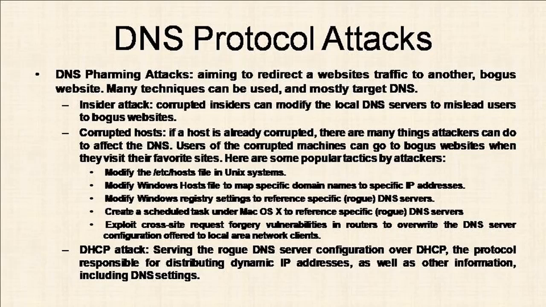Basically, this corrupted host and such can be identified via misuse detection in intrusion detection systems. In the case of farming attacks, reverse DNS and unrelated data, event-based or signature-based detections can be done. DHCP attack: serving a rogue DNS server configuration over DHCP, the protocol responsible for distributing dynamic IP addresses as well as their information, including DNS settings. So it is again mainly attacking the DHCP protocol for misconfiguring the DNS server configurations.